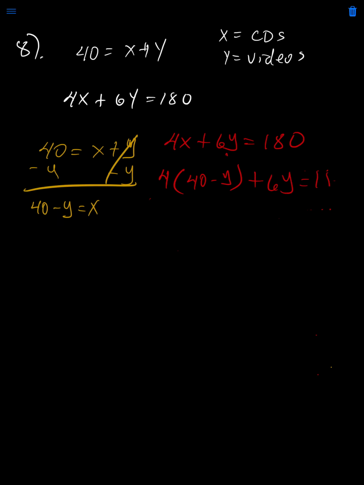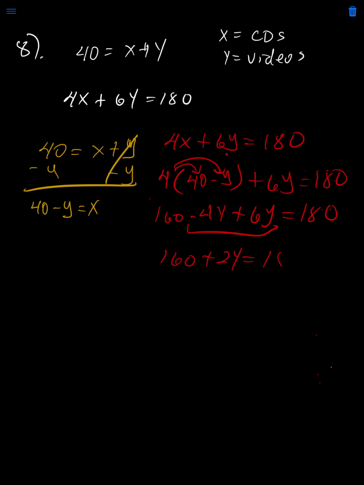I know X equals that, so it's going to be 4 times 40 minus Y plus 6Y equals 180. Good. I'm like, why do I get different letters? I think I'm doing something wrong. So, distribute. 160 minus 4Y plus 6Y. There we go, equals 180.